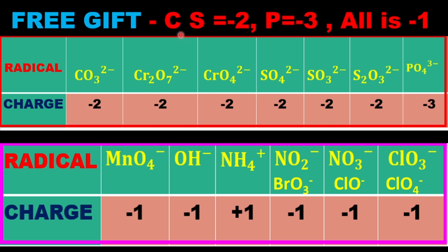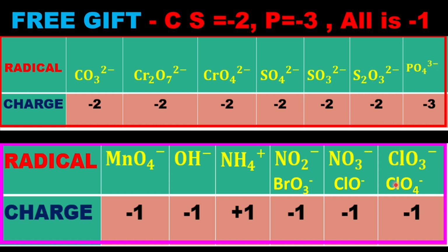We have so many radicals to consider, but how do we capture that? I have this free gift, which is C's equal -2, P -3, all is 1. What is the meaning of what we have here? C here stands for these compounds with C, C, C. It indicates that they have a charge of -2. Now, if you take S, those with S, S, S here, they have a charge of -2. Then we have P equal to -3, which is PO4 3 minus.